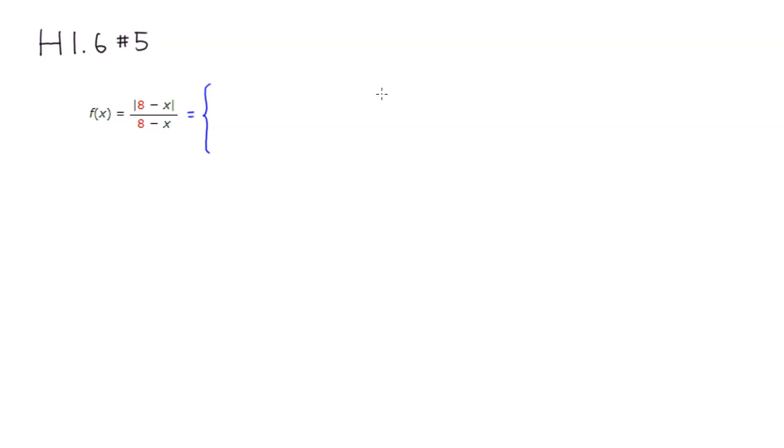so if x is less than 8, and then the other case would be when x is greater than 8. x equals 8 shouldn't be there because when x equals 8, the denominator becomes 0, so the function is not defined.